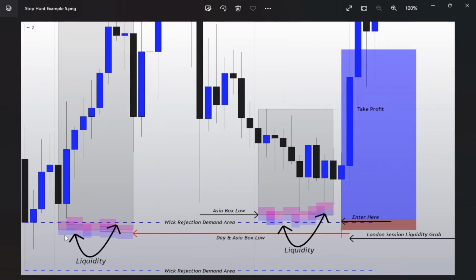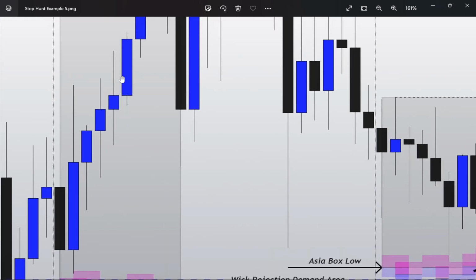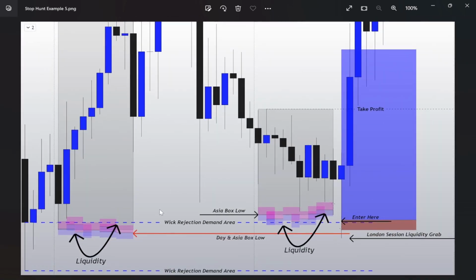We need to identify a demand zone below the Asia session. Right here, these blue dotted lines are the wick rejection demand area. It's a demand zone on the 1H time frame. It is a demand zone that had a strong impulsive move. This move right here was an impulsive move. That impulsive move showed us that the market makers actually pushed the price to the upside.